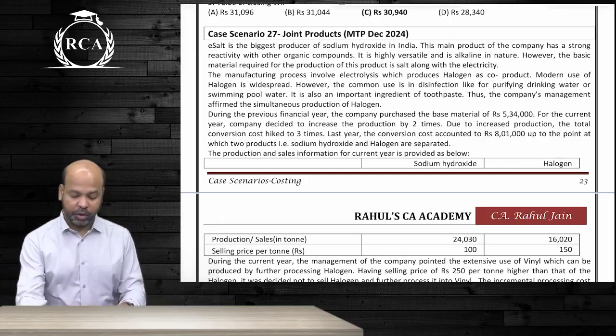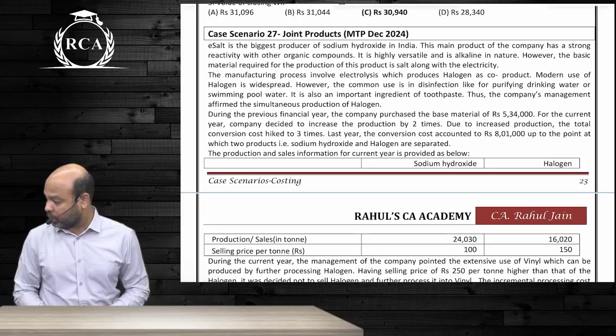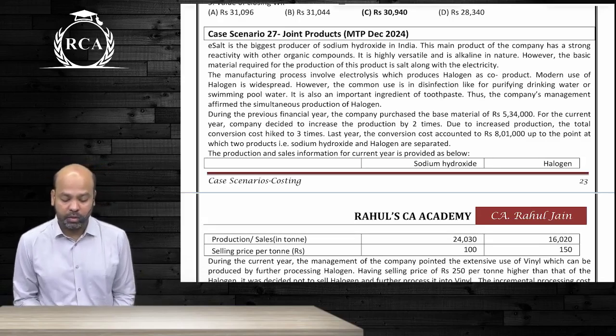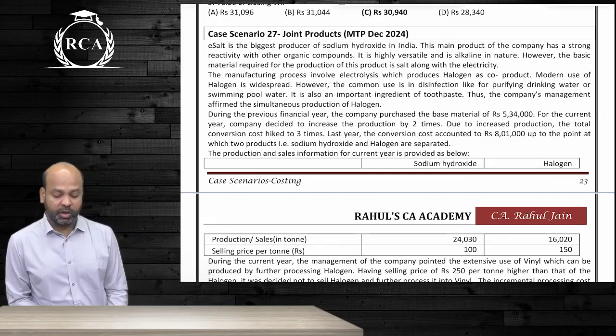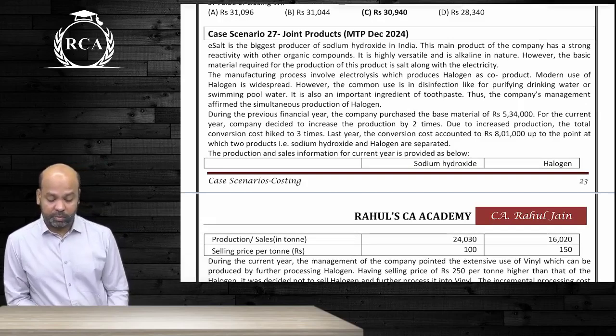E-salt is the biggest producer of sodium hydroxide in India. The main product of the company has a strong reactivity with other organic compounds. It is highly versatile and is alkaline in nature. However, the basic material required for the production of this product is salt along with the electricity. The manufacturing process involves electrolysis, which produces halogen as co-product.